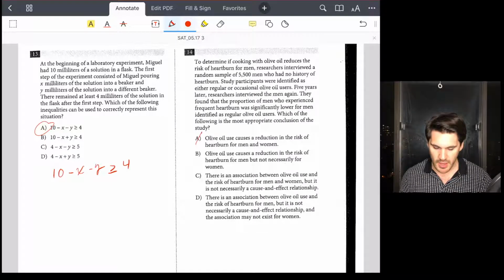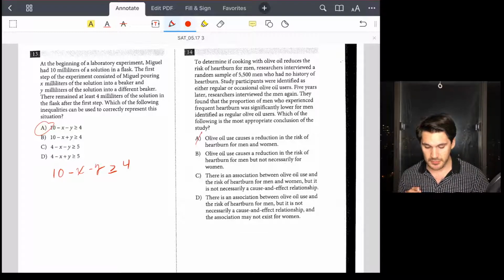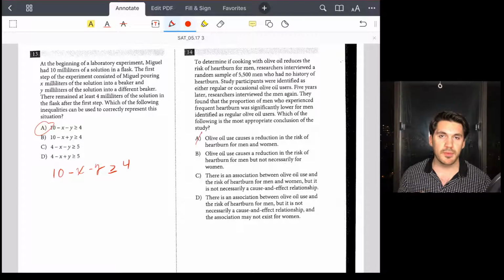B, olive oil causes a reduction in the risk of heartburn for men, but not necessarily for women. So it's got the men and women part correct now, but the thing is, we don't know if it was really the olive oil that caused any reduction in the risk of heartburn. There was just an association, not necessarily a causation, so B is gone.